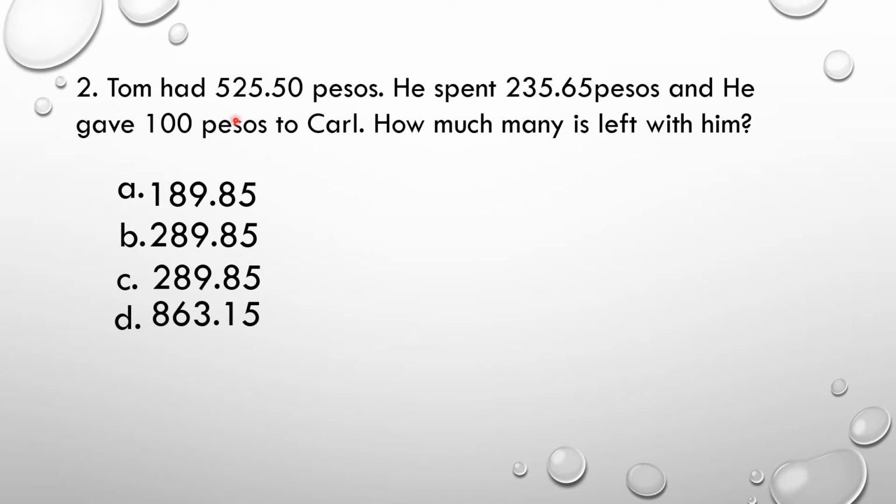Question number 2. Tom had 525.50 pesos. He spent 235.65 pesos and gave 100 pesos to Carl. How much money is left with him? Okay, here, there are different ways on how you can solve this one. It's either you are going to add first 235.65 pesos and 100 pesos, and then you subtract it here. Or you can subtract first 235.65, and then whatever the result, you're going to subtract 100 again.